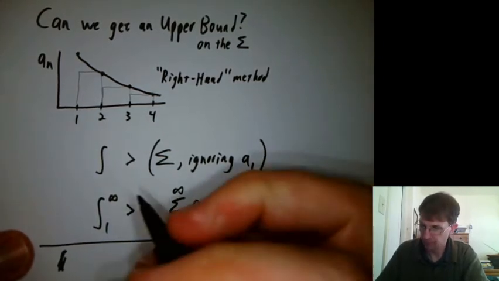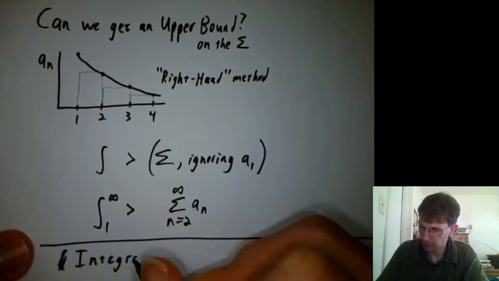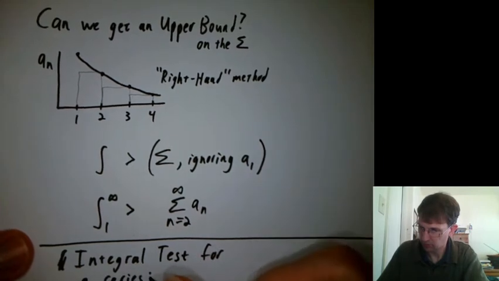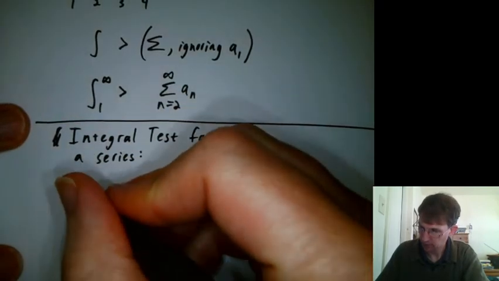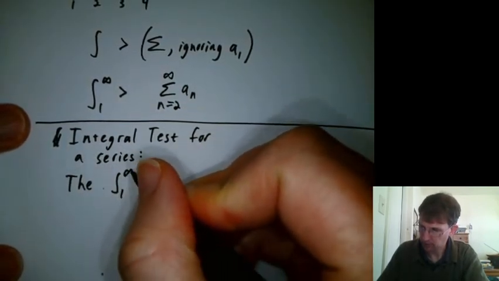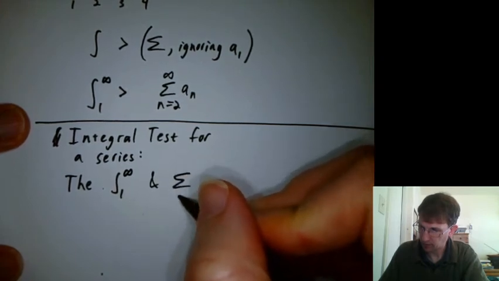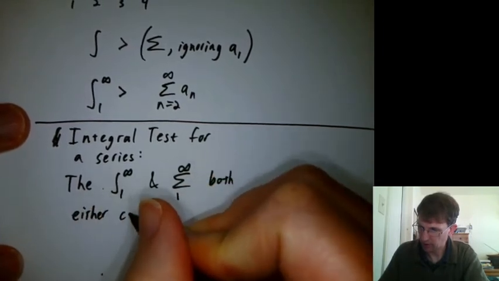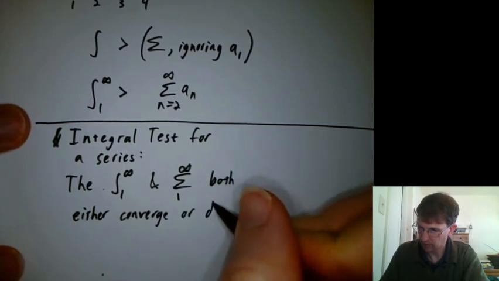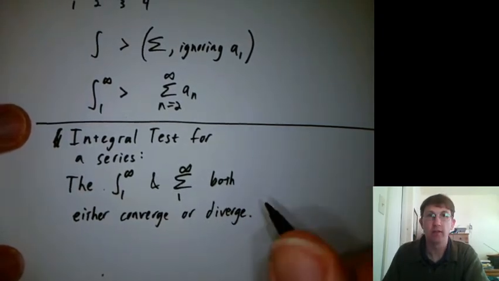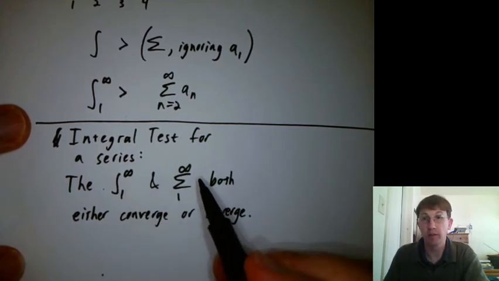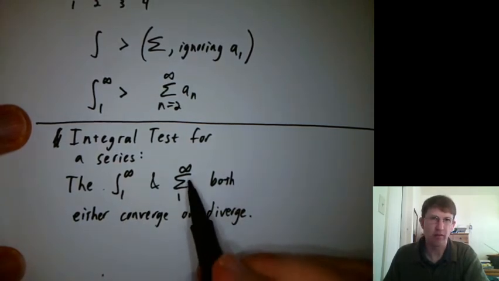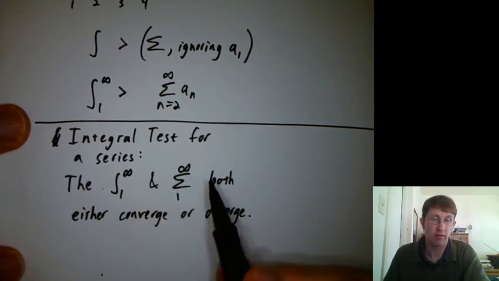Maybe I'll write the word integral. And that is the integral 1 to infinity and the sum 1 to infinity both either converge or diverge. So if you can do the integral and the integral diverges, then you know the sum diverges. If you can do the integral and the integral converges, then the sum converges. And if you can do the sum somehow without doing the integral, you can get information that way too.